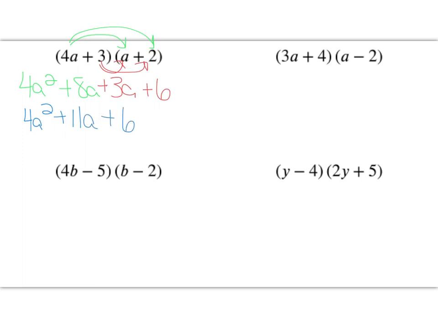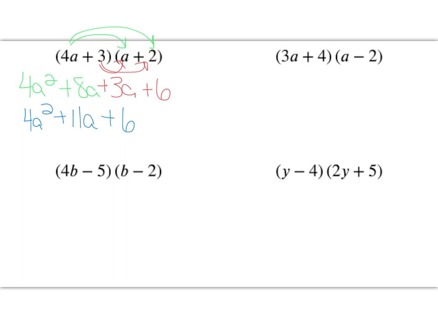So as we have been seeing, multiplying these two binomials has given us a trinomial. What you have to be careful with is signs, and make sure you're paying attention to whether something should be positive or negative, and your integer rules.